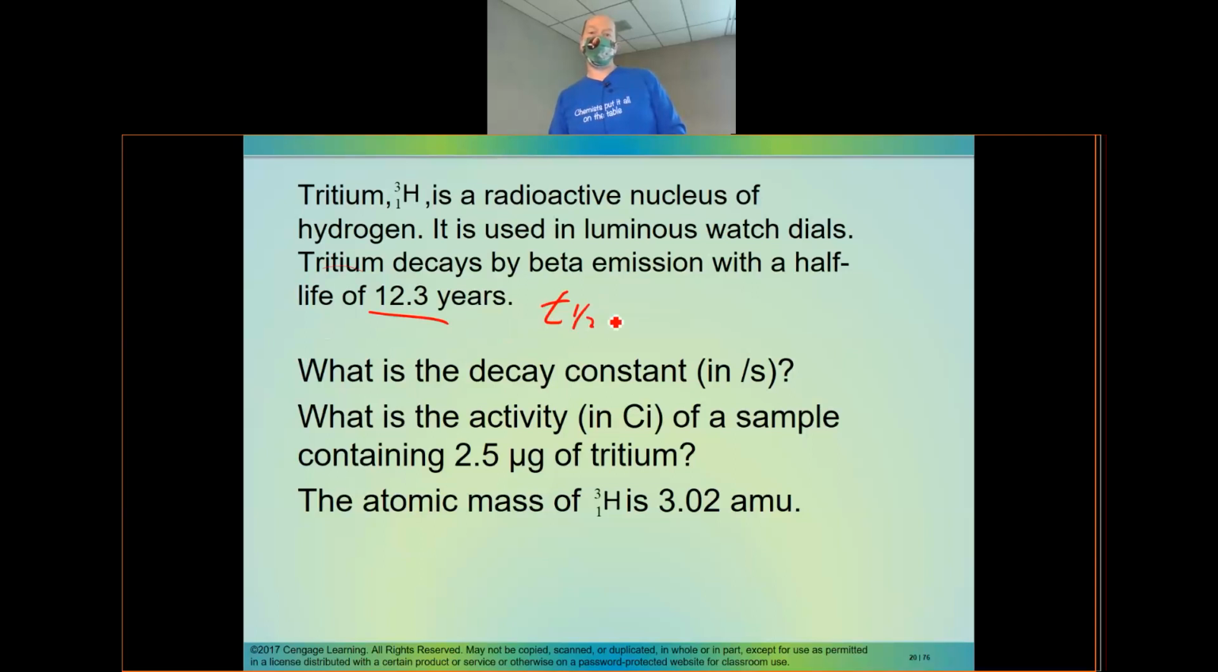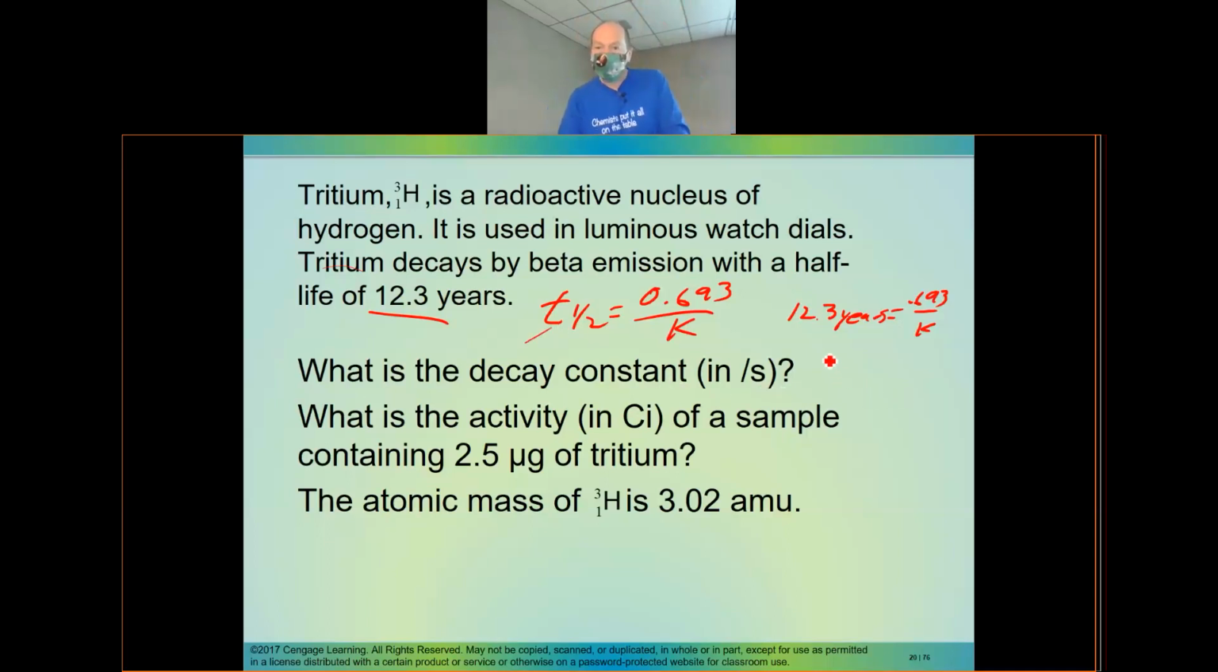So now we know that the T1/2 is always 0.693 over k, because it's always first order. But now they gave us the half-life. So the half-life is 12.3 years, and that's equal to 0.693 over k. So you could easily solve for the rate constant k. You take 0.693, divide both sides by 12.3, multiply both sides by k. So you got 0.693 divided by 12.3, and that will give you your k value.